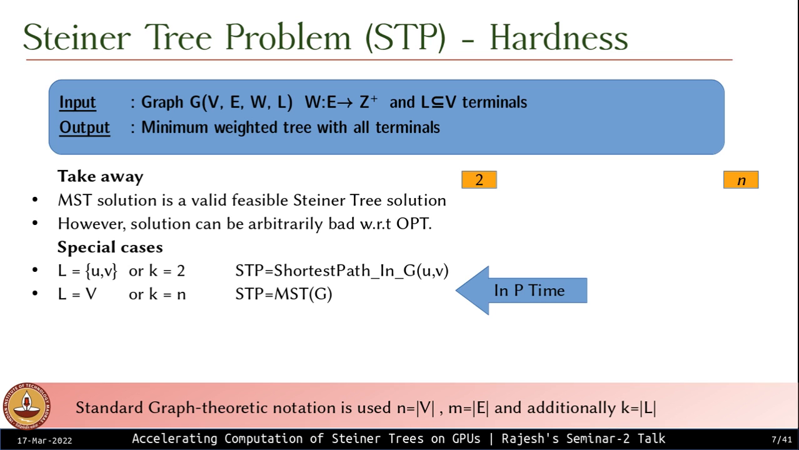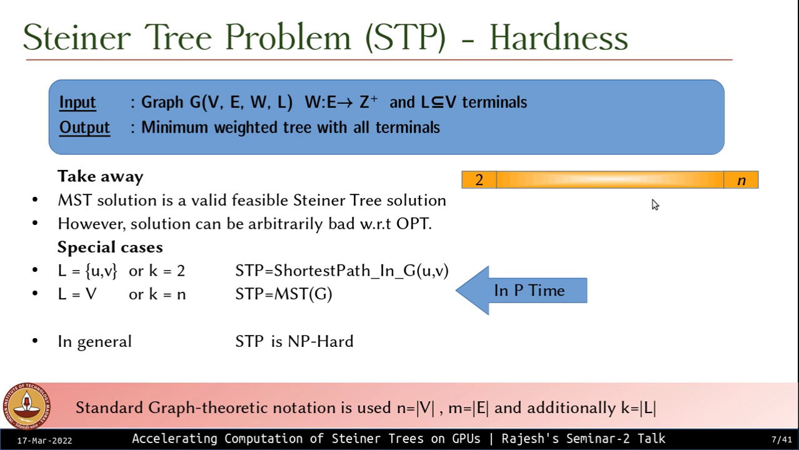Okay, both shortest path and the minimum spanning tree are solvable in polynomial time. So if we plot the terminal size on a number line from 2 to n, the two ends, basically the n points, are solvable in polynomial time, whereas the intermediate gray region is not. So in general, STP, the Steiner tree problem, is NP-hard in our case. Okay, so what is the way out?